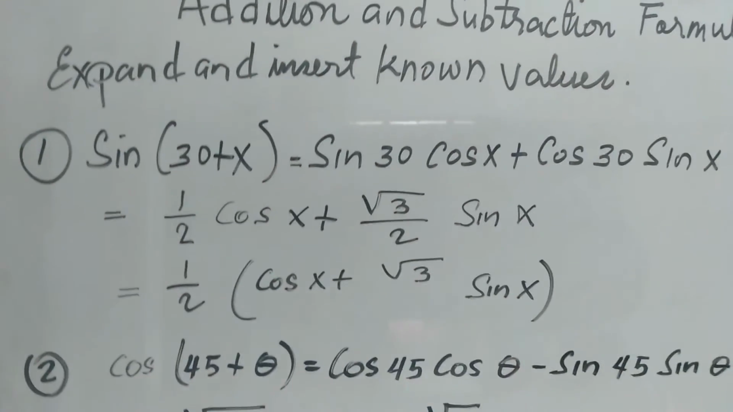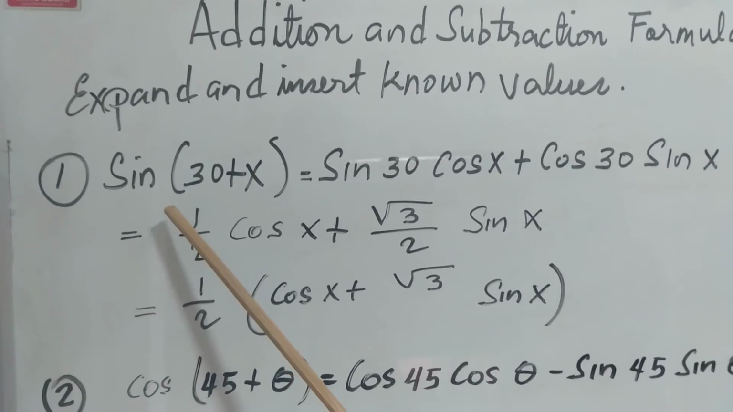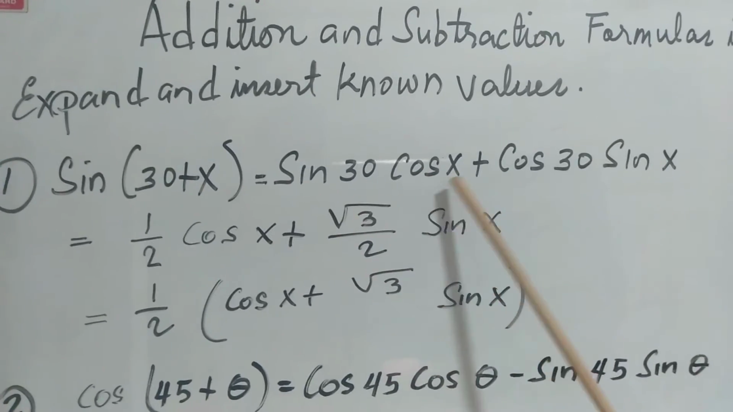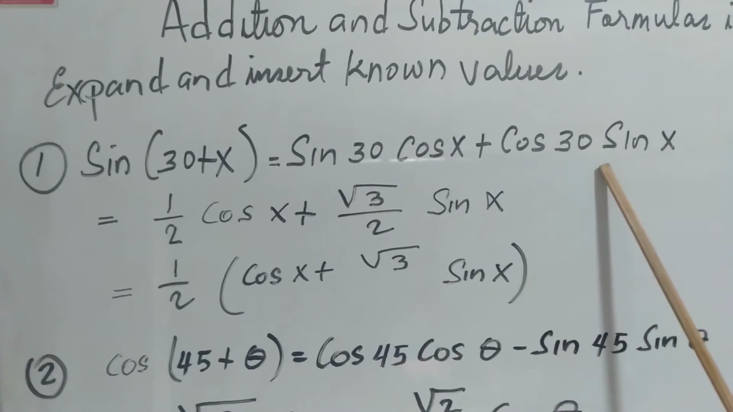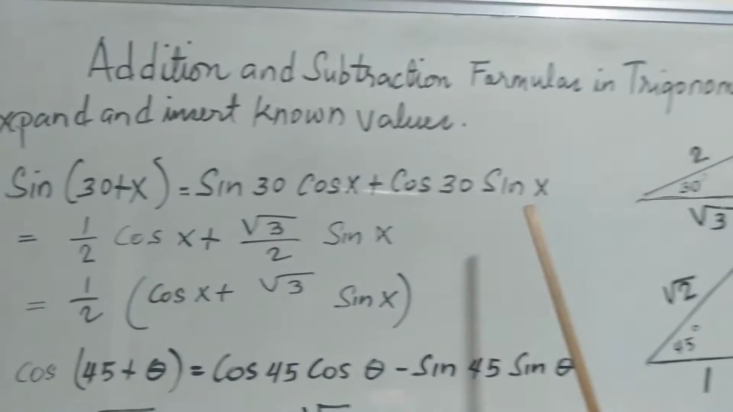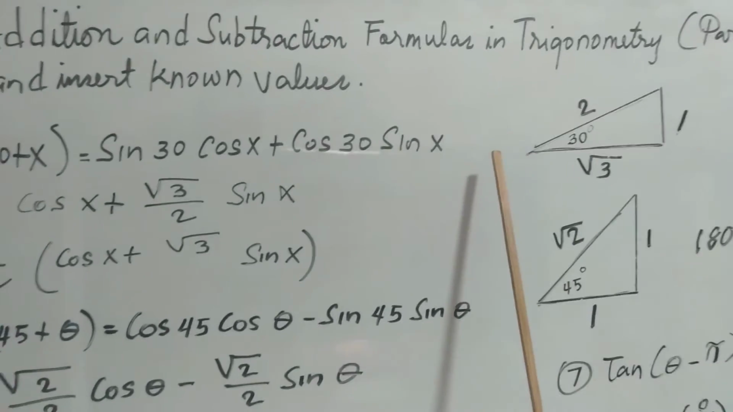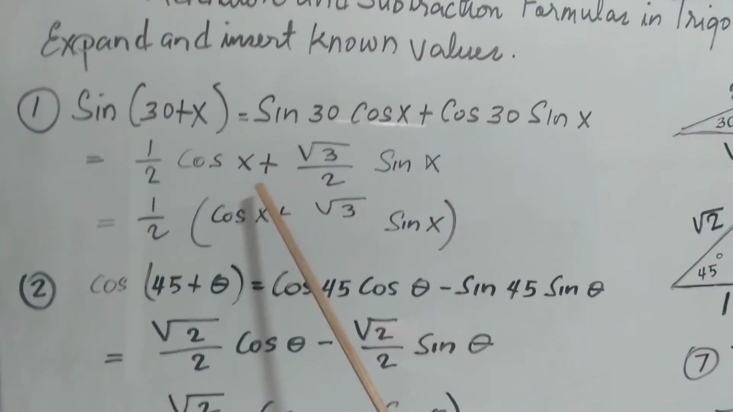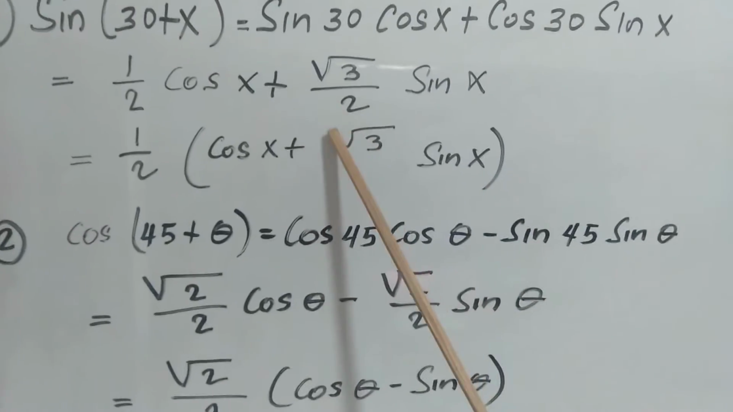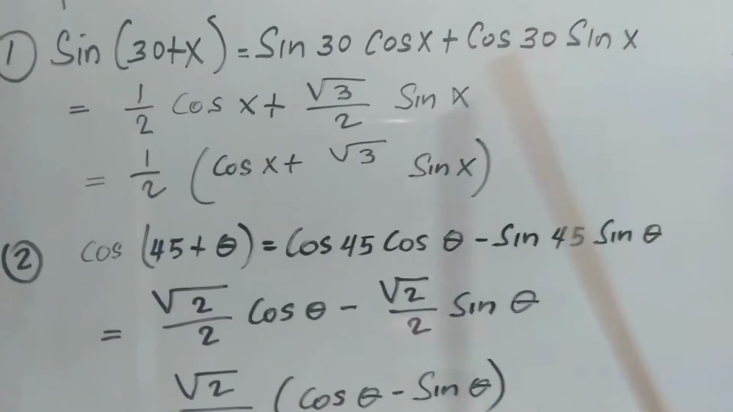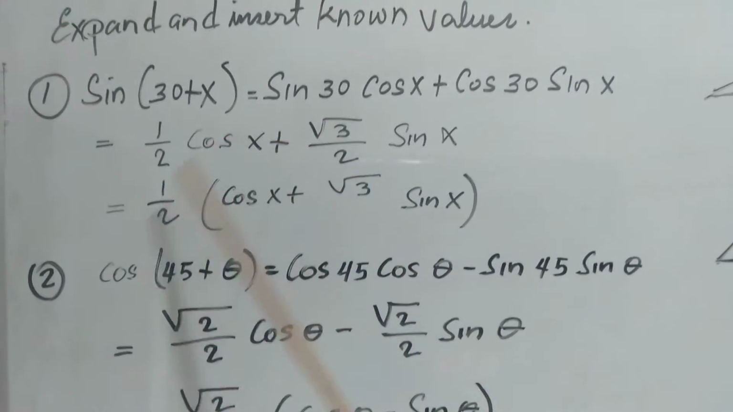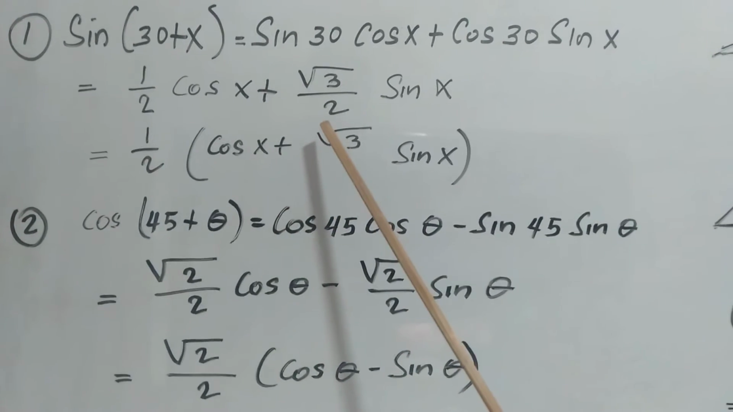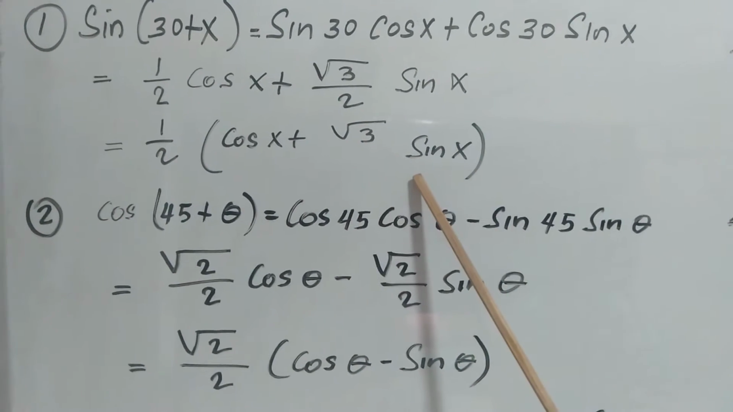For number 1, we have sine of 30 plus x is equal to sine 30 cosine x plus cosine 30 sine x. Using the values in this triangle here, you can refer to this angle. So sine 30 is 1/2 cosine x plus cosine 30 is square root of 3/2, and this one is sine x. So we factor out 1/2, so it remains cosine x plus square root of 3 sine x.